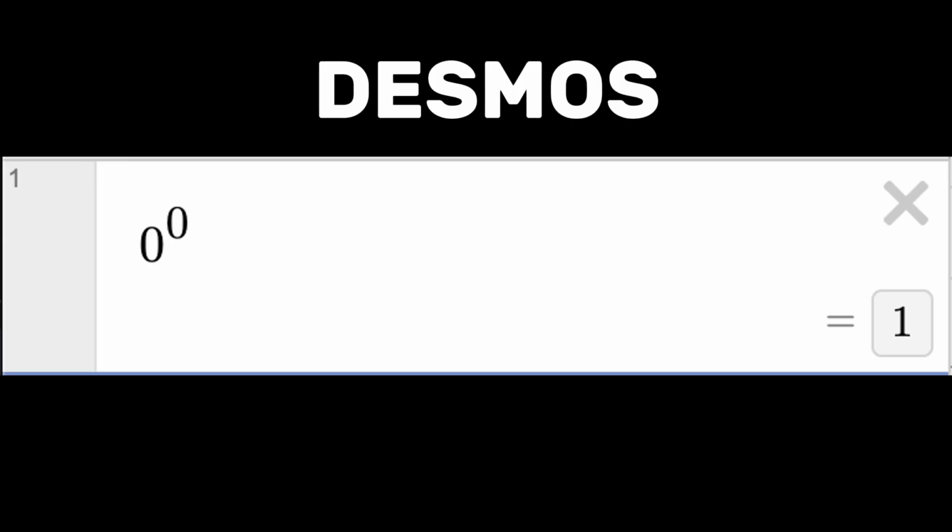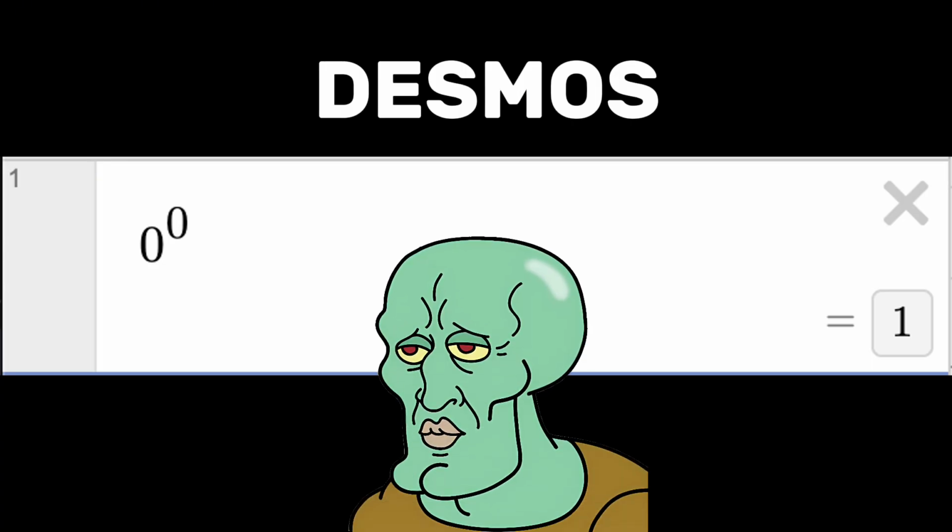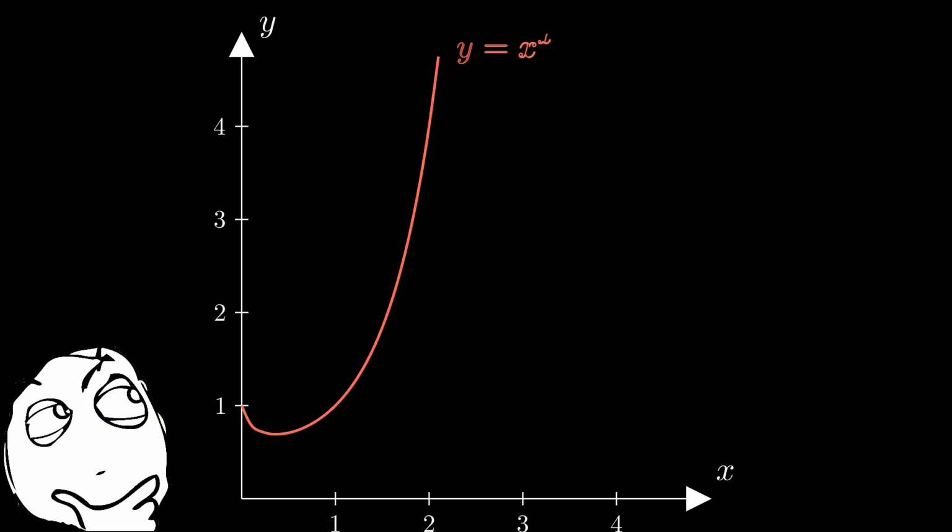A well-known website for calculations and graphing, Desmos, also gives the result as 1. We are going to look at the function y equals x to the power of x. As we can see, the limit of x to the x as x approaches 0 from the right is equal to 1. All right, let's try another function.